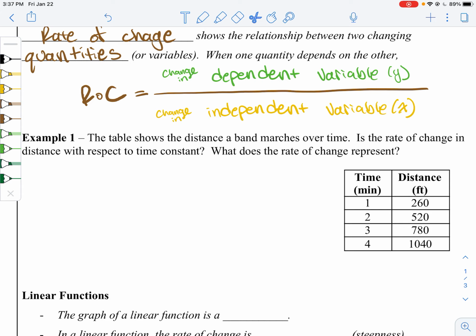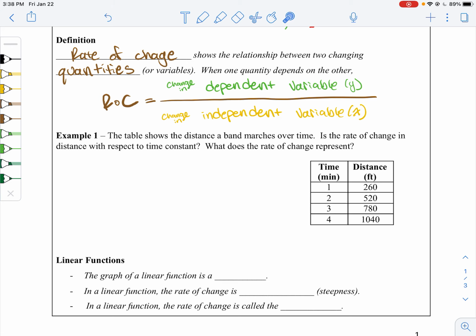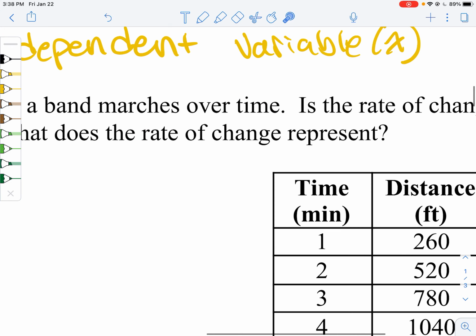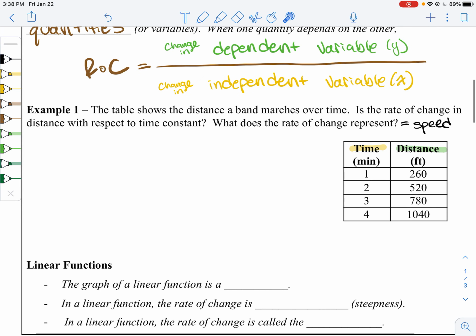You've got a marching band, and we want to figure out, are they marching at the same speed every time? Is their distance changing at the same rate as their time? Is the rate of change constant? If so, what does the rate of change represent? The rate of change represents their speed. It's the distance they cover in a certain amount of time, and we call that speed, just like you would have miles per hour, feet per minute as your speed, or your velocity, if you want.